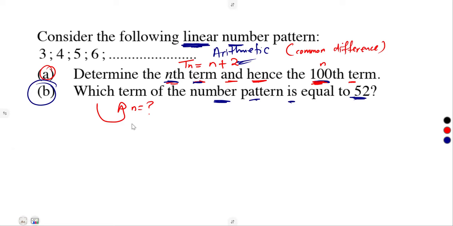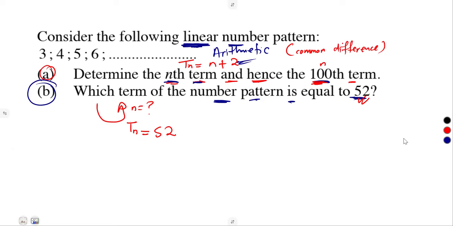So in actual sense, remember we are saying when it is T1, n is equal to 1. So if we do not know the value of n, we're just going to write it as Tn. So Tn is equal to what? To 52. It is the one that we are given. The Tn is 52. So for which value of n are we going to obtain 52?